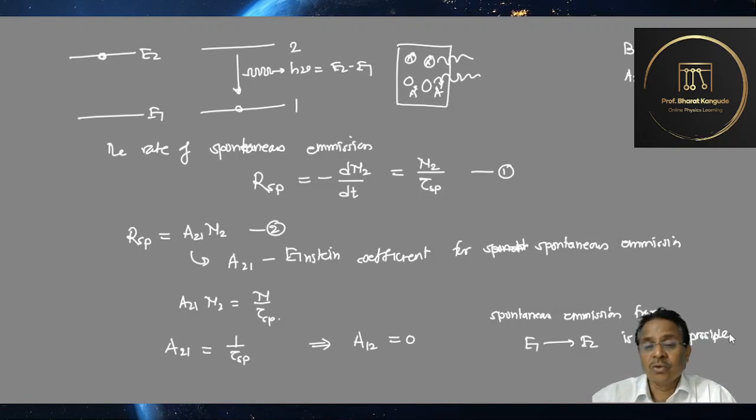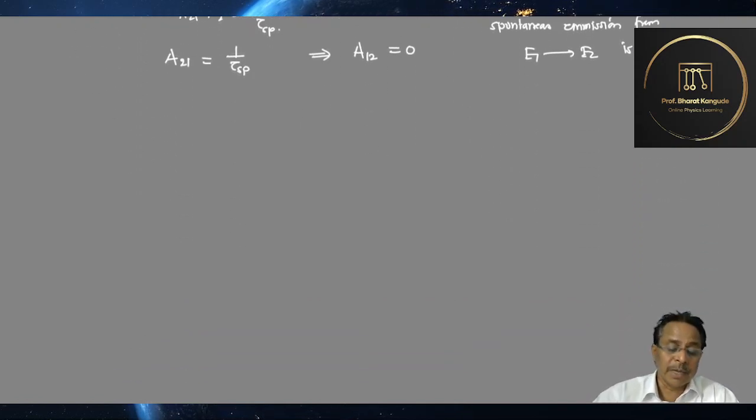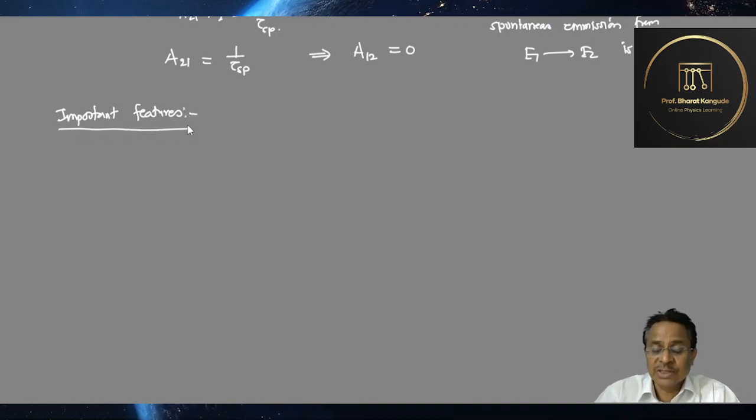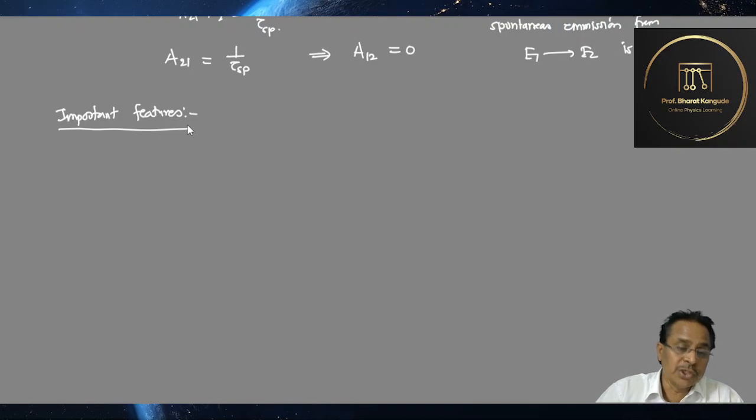And in that concern, we are going to see there are 3 or 4 important features. Okay, so what these features are, we'll discuss one by one. These features are very important for us to understand. Once we understand this, then we can study similar features of stimulated emission too. So the first feature is that the process of spontaneous emission is not amenable for control from outside.